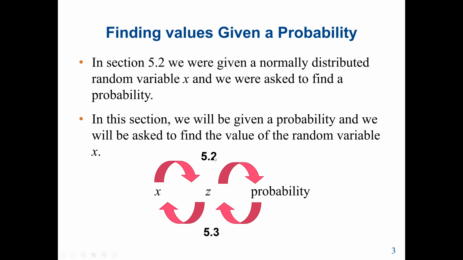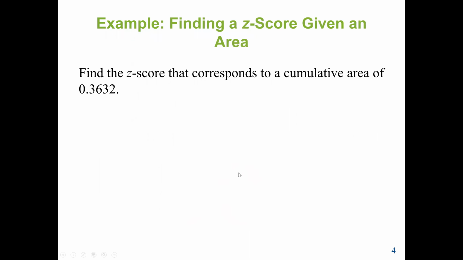So again, in section 5.2, the random variable x is given, and they say we should find the probability. Let's say the probability that x is greater than 30. So that means the x value is 30. So we can find the z, then we find the probability. Now this time, the probability will be given, and we need to find the z, then we can find the x. Again, in the normal distribution, always the mean and the standard deviation of the data set will be given.